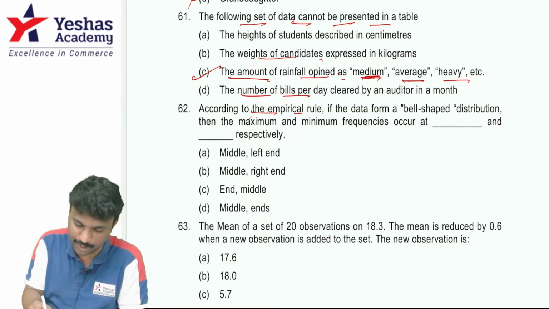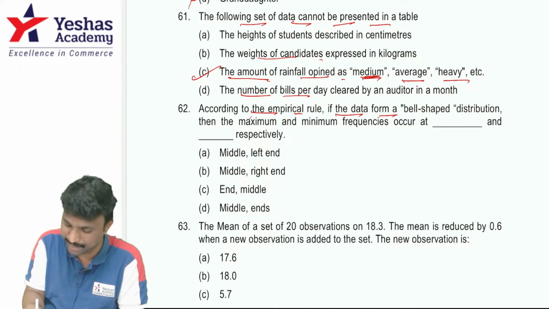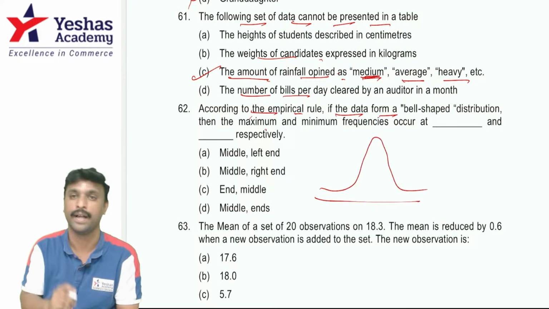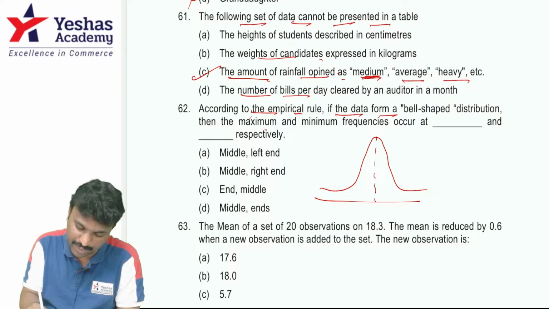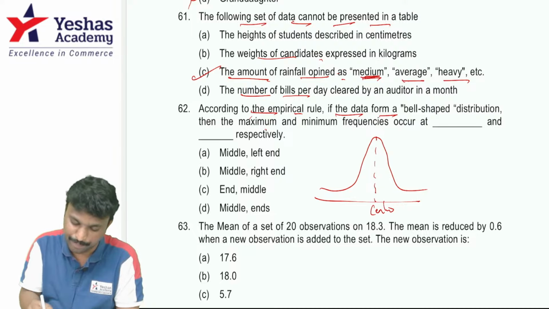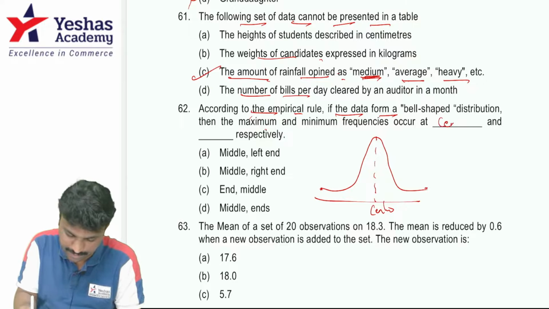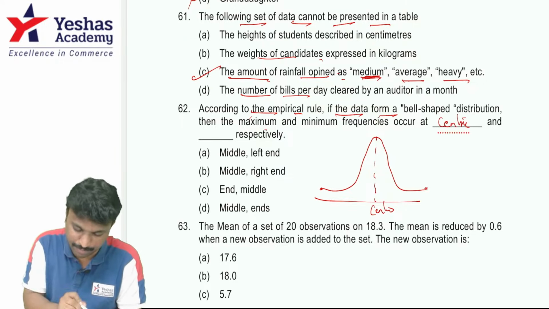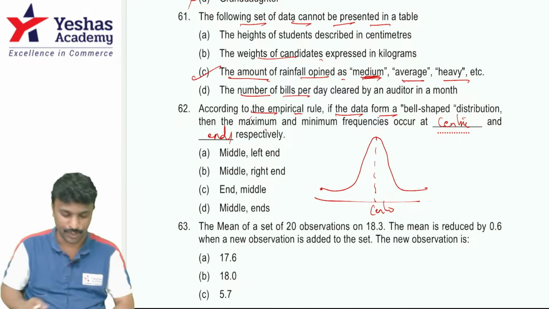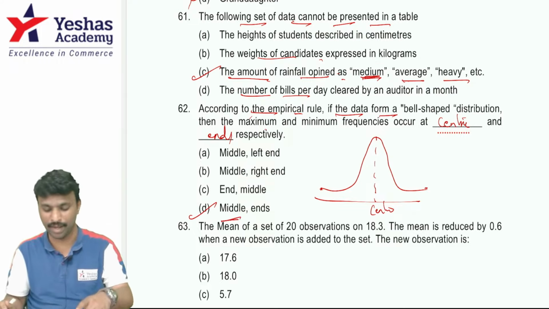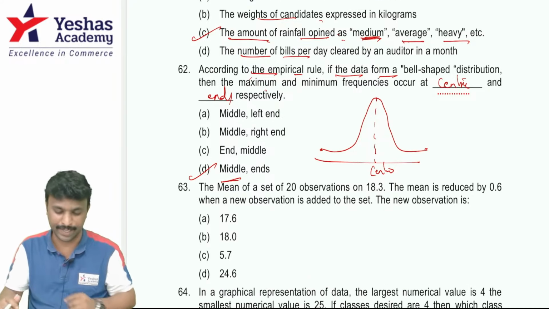According to the empirical rule, if the data form a bell-shaped distribution, then the maximum and the minimum frequency occur at. See, this is what is a bell-shaped graph. So maximum will occur at the center, right? Minimum occur at the ends. Maximum at the center or at the middle, and minimum occur at the ends. So both the ends, it is minimum. So the answer is middle and ends. Maximum occurs in the middle and minimum occur at both the ends. Therefore, it is option D.